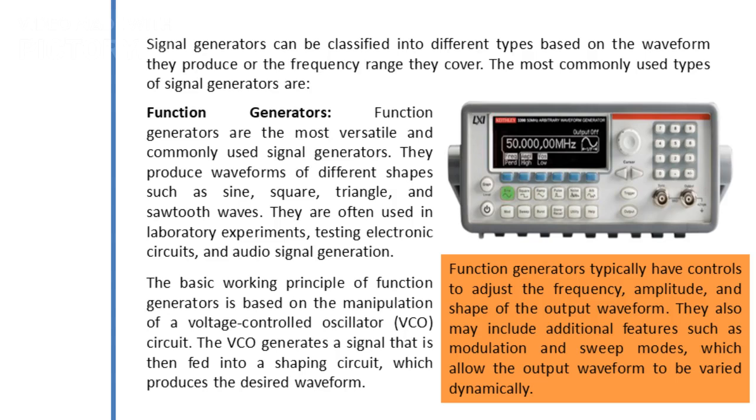Signal generators can be classified into different types based on the waveform they produce or the frequency range they cover. The most commonly used types of signal generators are function generators, which are versatile and commonly used. They produce waveforms of different shapes such as sine, square, triangle, and sawtooth waves. These are often used in laboratory experiments, testing electronic circuits, and audio signal generation. The working principle involves a voltage-controlled oscillator circuit that generates a signal which is then fed into a shaping circuit to produce the desired waveform.